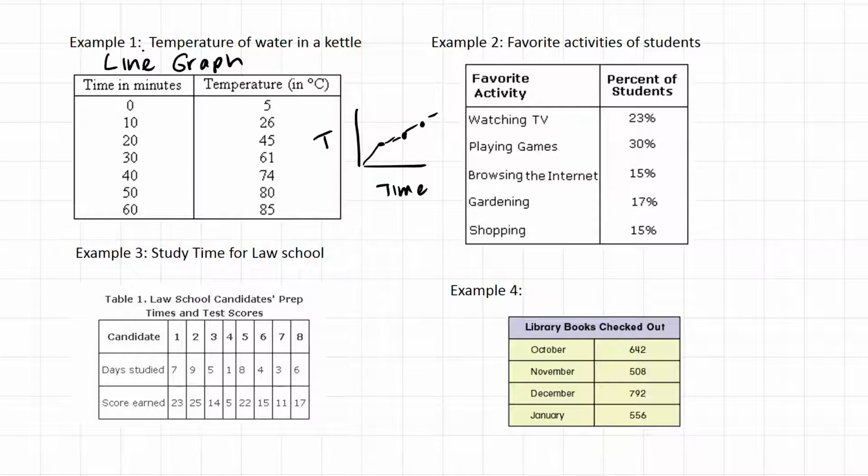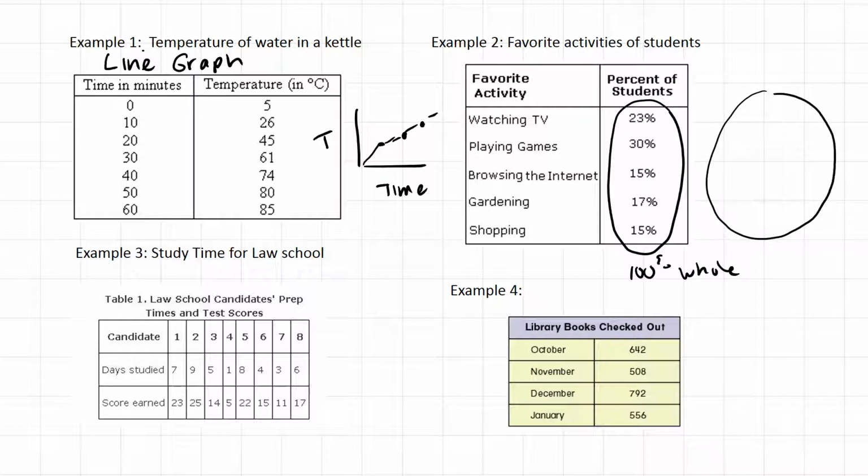In example 2, it's the favorite activity of students. So notice that if we add all these up, they add up to 100%. So we're tracking all of the students in a specific class or in a specific group, and that means that this is the whole. And so that's why a circle graph might be the best way to represent that information.